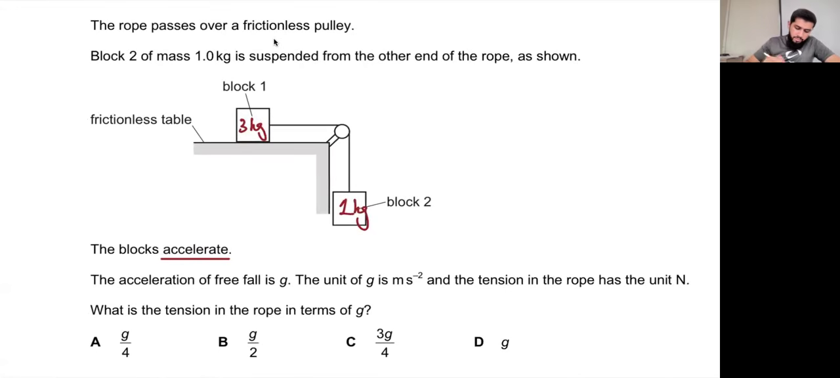So, if we talk about the tension here, the tension in the rope pulls block 1 to the right. The tension in the rope is responsible for the acceleration of the block. Let's call that A. So I can say, using the formula net force is equal to mass times acceleration, tension is equal to 3 times A.